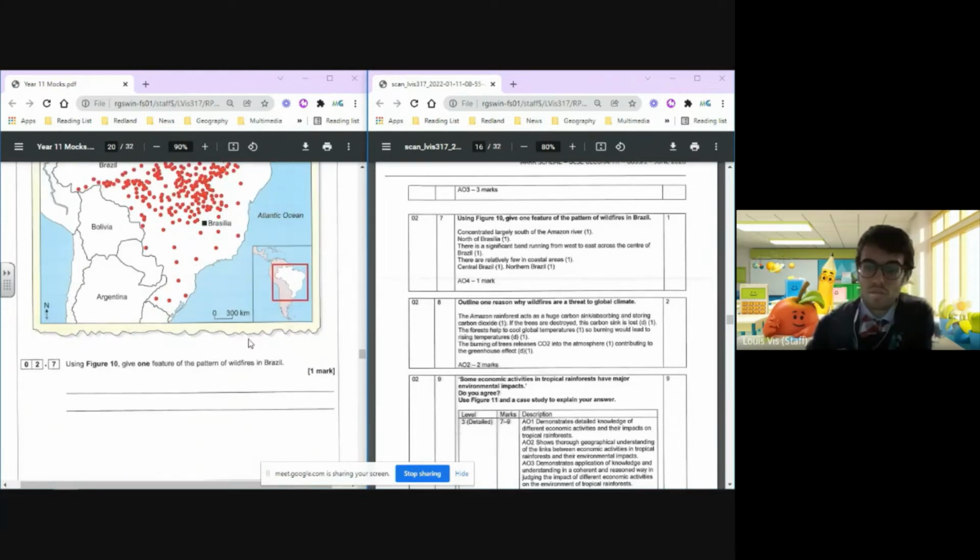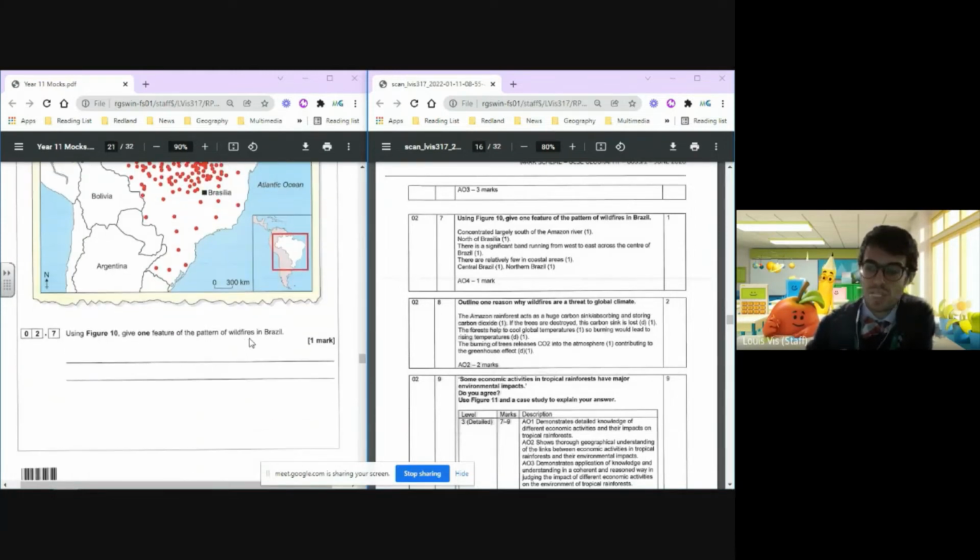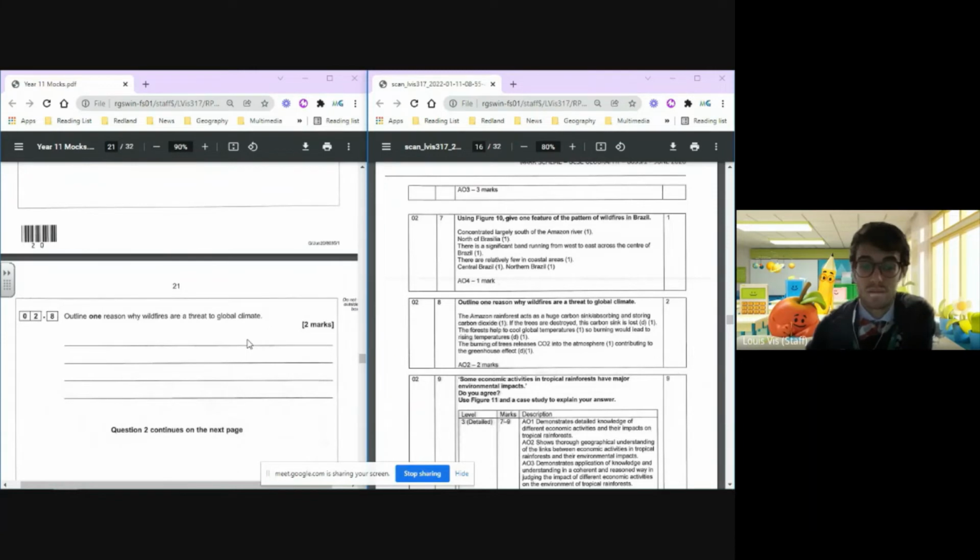Question 2.8 was a 2-mark question. Give one reason why wildfires are a threat to global climate change. A lot of you say climate change, global warming, greenhouse gases. Great, 1 mark. But how?